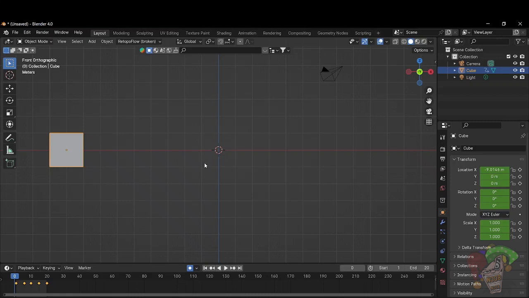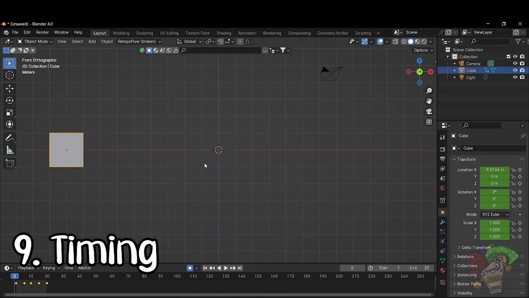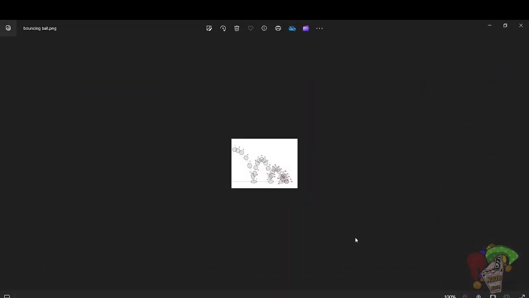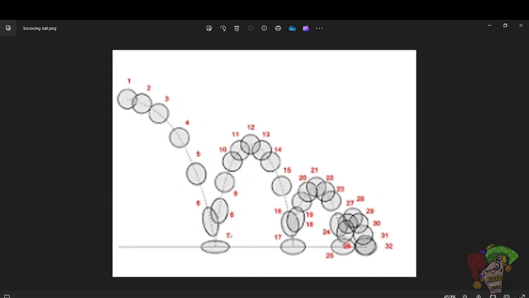So number 9 is timing. Timing is the number of drawings, or how to spread them out in your animation. So let's go back to this. Basically the timing of this bouncing ball is the time the ball hits the floor. So this is the timing here, here, here, here. Then this is the spacing, that's 1 2 3 4 5 6 7 8 9. The spacing determines how big, how soft, how fast. The spacing determines the characteristics of the ball, while the timing explains the rhythm of the ball.